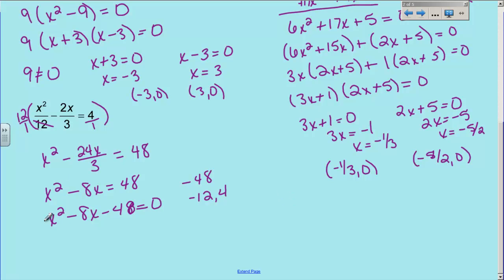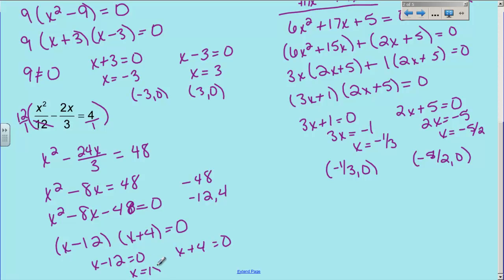Like the example before, because this has a coefficient of 1, these become my two factors. So my two factors are x minus 12 and x plus 4. Set them both equal to 0, and we're going to solve them. So for this one, x equals 12, because I added 12 to both sides, and for this one, x equals negative 4. So this quadratic, even with all the fractions and everything in it, if I were to graph it, would cross the x-axis at 12, 0, and at negative 4, 0. So those are my two solutions.